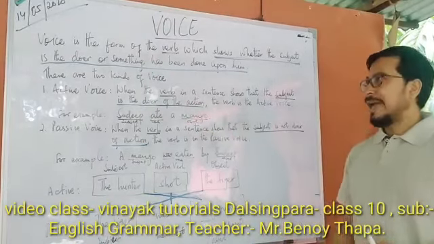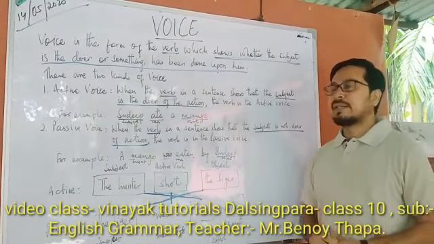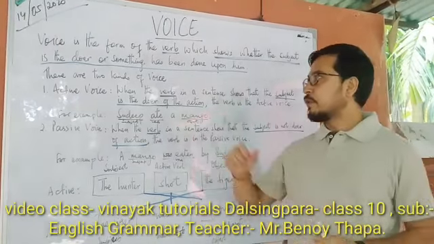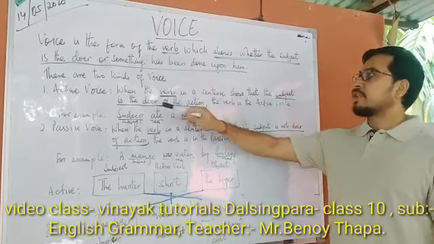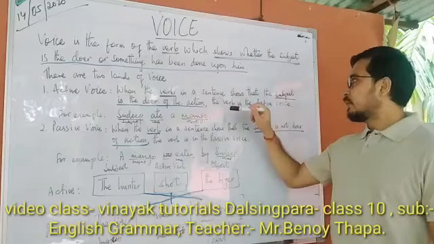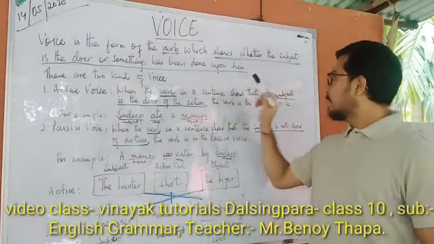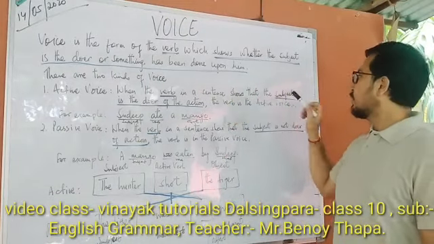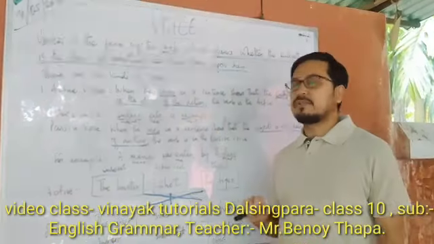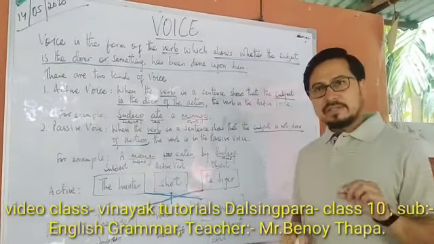Now there are two kinds of voice. Number one, active voice. Number two, passive voice. First I'm going to explain active voice. When the verb in a sentence shows that the subject is the doer of the action, the verb is in the active voice. The verb must show that the subject is the doer of the action. Doer of the action here means that the subject has done something.